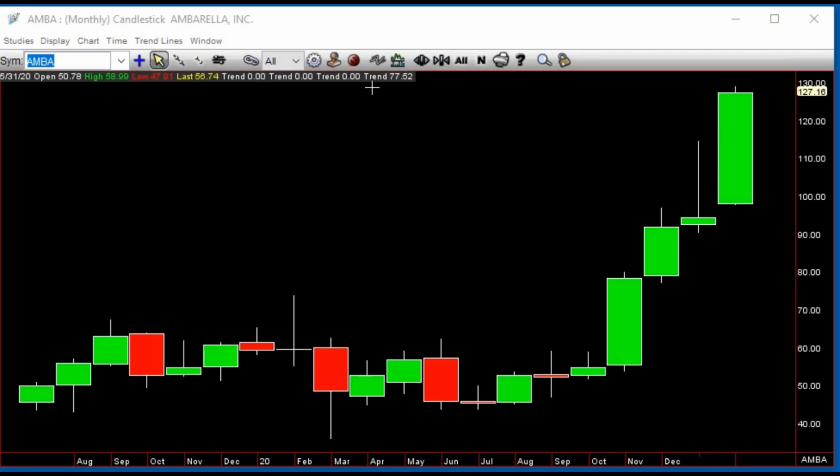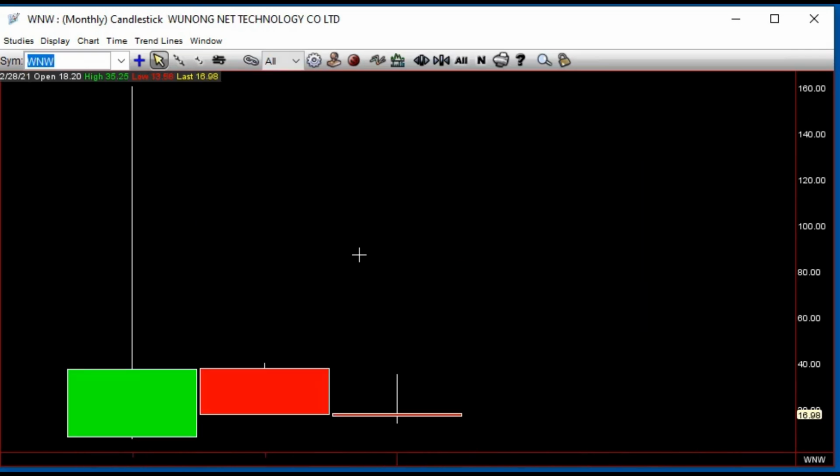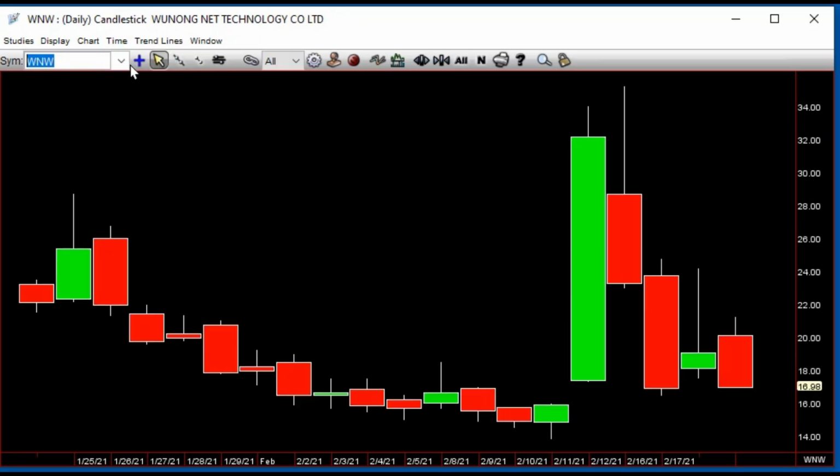You'll see it's very similar in AMBA here, Archer Daniels Midland. Very similar, so not inherently bearish. Once again, this is a red inside shooter. That's a Momo shooter to the downside here. Just very similar, just going the other way.